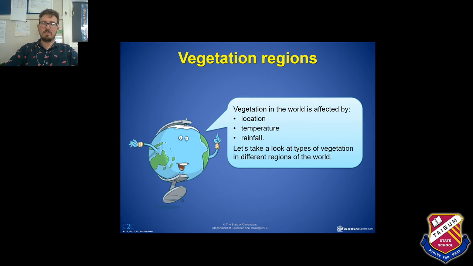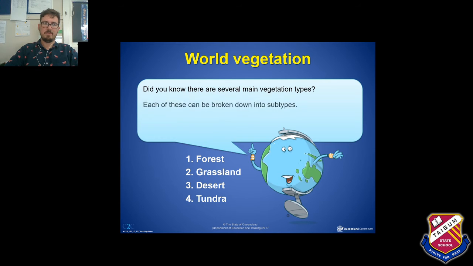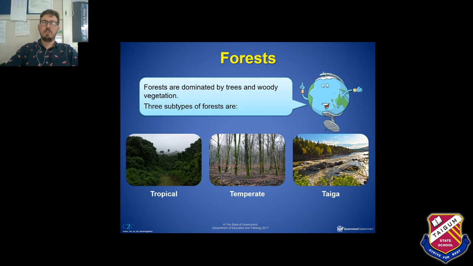Let's take a look at the different types of vegetation around the world. Did you know that there are several main vegetation types? Forest, grassland, desert, and tundra. Each of these can be broken down into subtypes. Do you think you could recognize any of these vegetation types? Do you know where you might find any of these vegetations? Let's take a look. Forests are dominated by trees and woody vegetation. 3 subtypes of forests are tropical, temperate, and taiga.